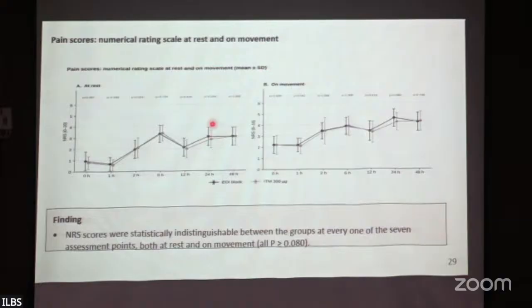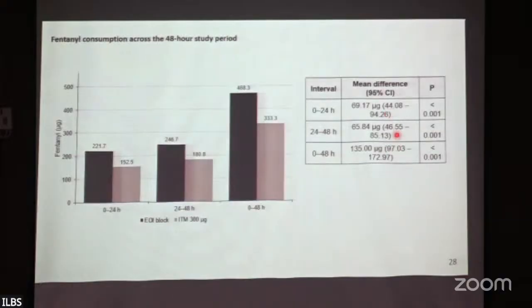Coming to the 48-hour fentanyl consumption, the mean 48-hour fentanyl consumption was 468 micrograms in the EOI group and 333 micrograms in the intrathecal morphine group. The mean difference was 135 micrograms, and it was also statistically significant.